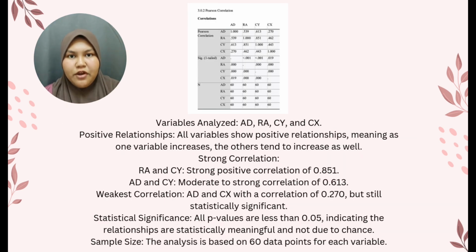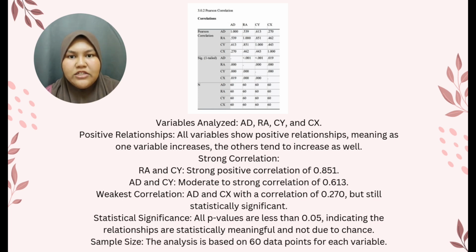The next is the correlation analysis of the variables AD, RA, CY, and CS, which all show positive relationships, meaning as one variable increases, the others tend to increase as well. The strongest correlation is between RA and CY, a strong positive correlation of 0.851. Meanwhile, AD and CY show a moderate to strong correlation of 0.613.